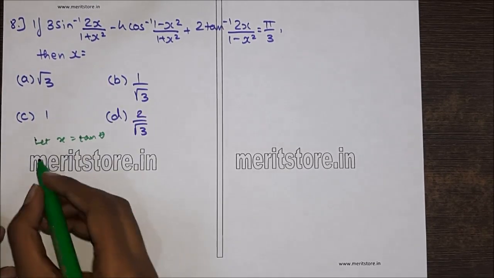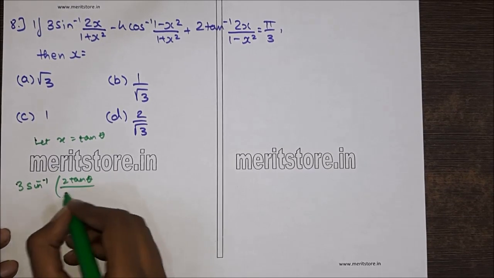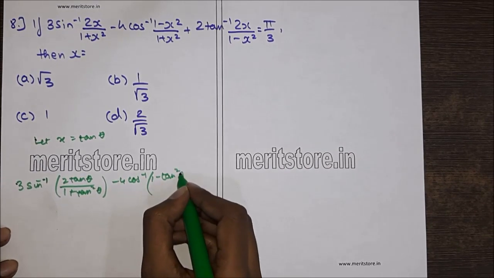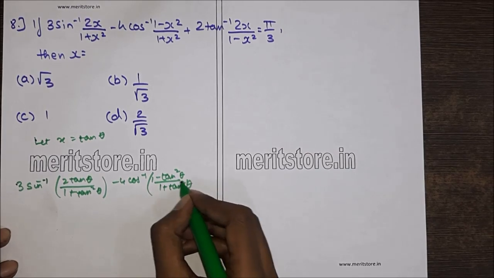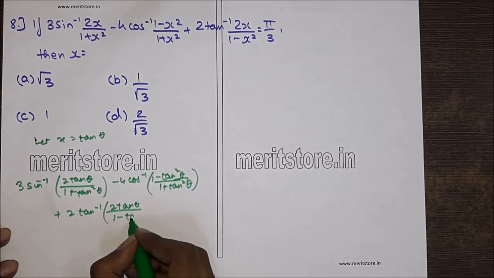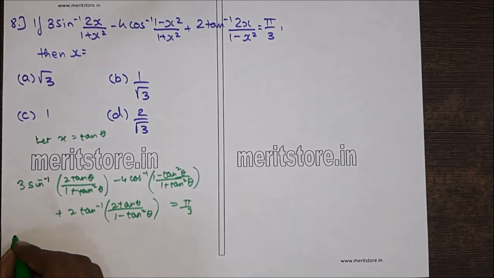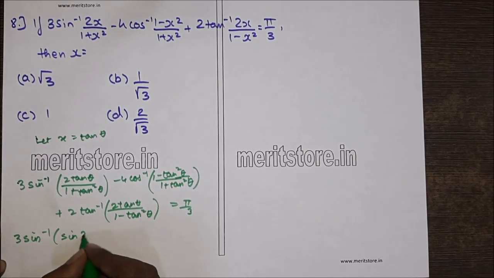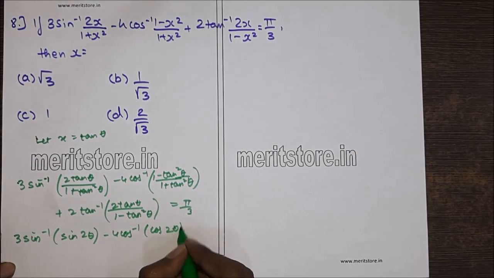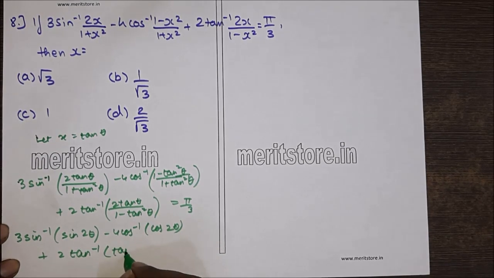So we substitute this in the expression, we get 3 sin inverse of 2 tan theta upon 1 plus tan square theta minus 4 cos inverse of 1 minus tan square theta upon 1 plus tan square theta plus 2 tan inverse of 2 tan theta upon 1 minus tan square theta, which is equal to pi by 3. Now 2 tan theta upon 1 plus tan square theta is sin 2 theta. So this is sin inverse of sin 2 theta minus 4 cos inverse of, this is the formula for cos 2 theta. So this is cos inverse of cos 2 theta. Similarly, this is 2 tan inverse of, this is the formula for tan 2 theta. So this is tan 2 theta.